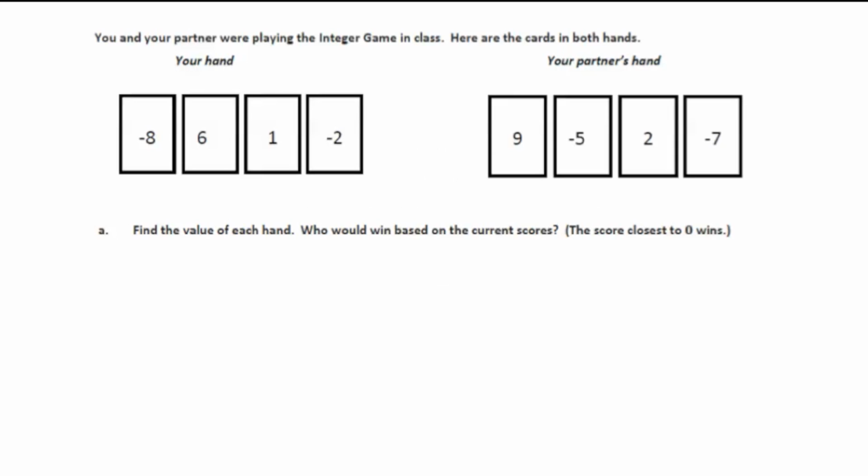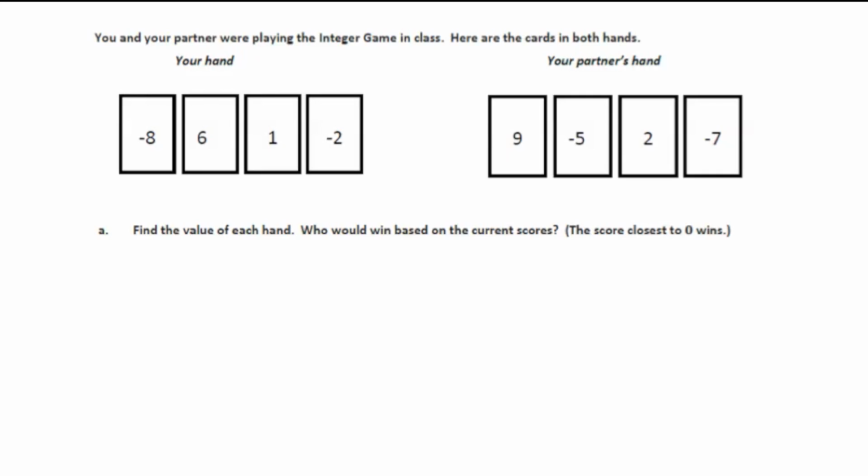It reads, you and your partner were playing the integer game in class. Here are the cards in both hands. Part A, find the value of each hand. Who would win based on the current scores? The score closest to 0 wins.